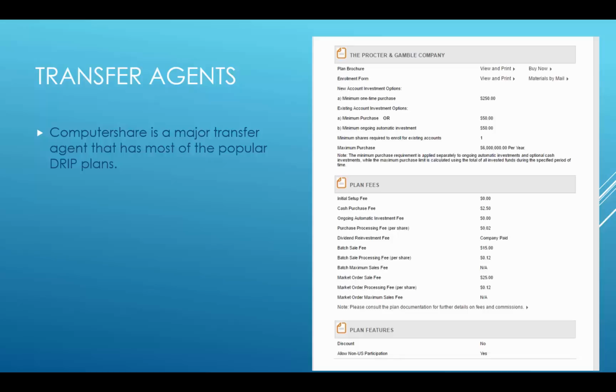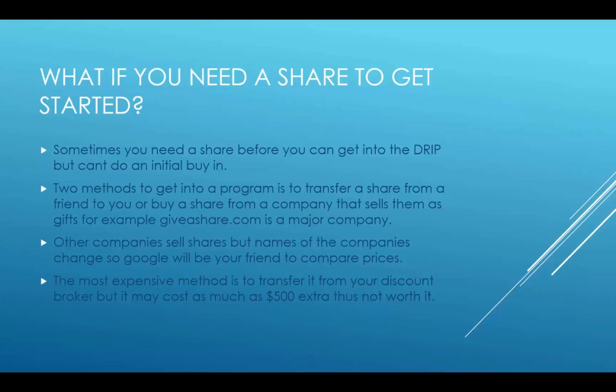But, you can look at the top. The way to get in here is the initial one-time purchase. And then after that, you can make one-time purchases or ongoing automatic investments over time. So what if you need a share to get started? Sometimes you need a share before you can get into a dividend reinvestment plan. But you can't do it just by an initial buy-in.